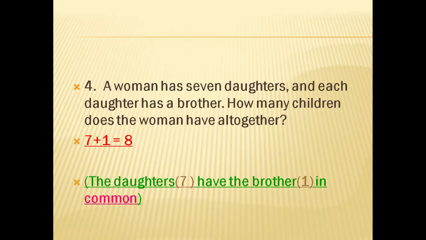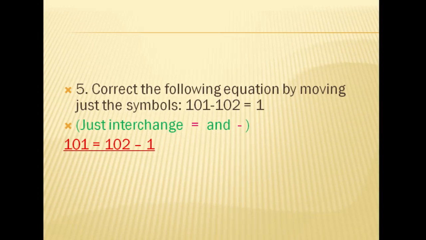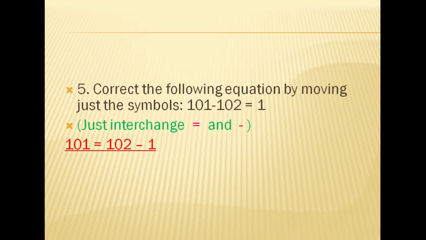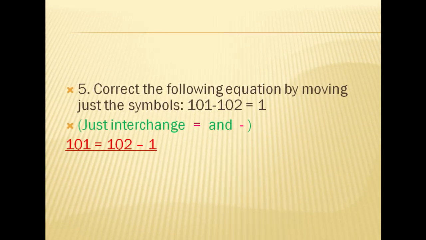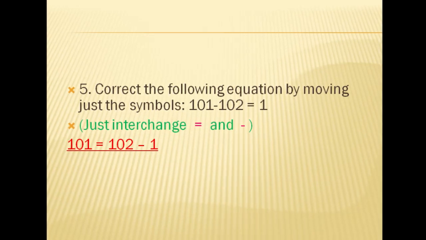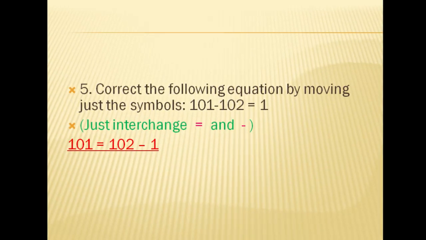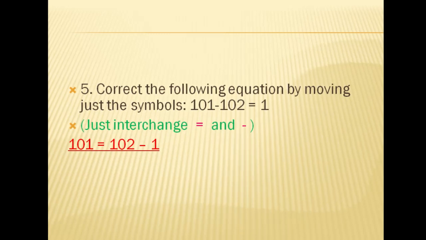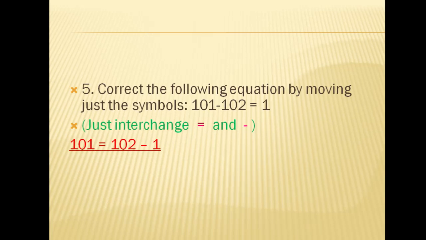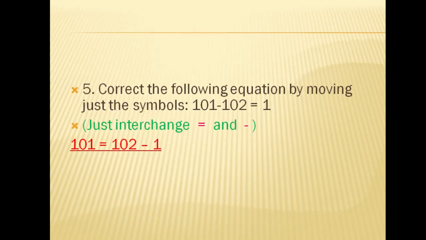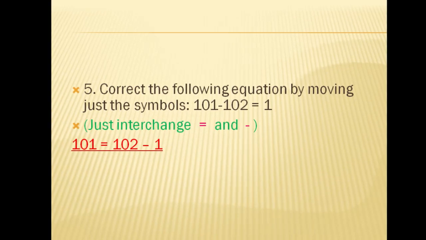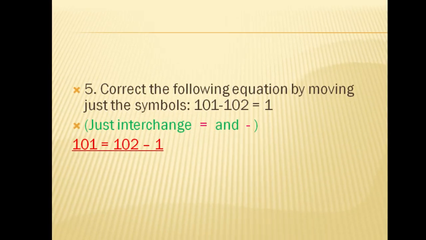The fifth one is, correct the following equation by moving just the symbols. 101 minus 102 is equal to 1. So we have to move the symbols only. So 101 is equal to 102 minus 1 is the answer.